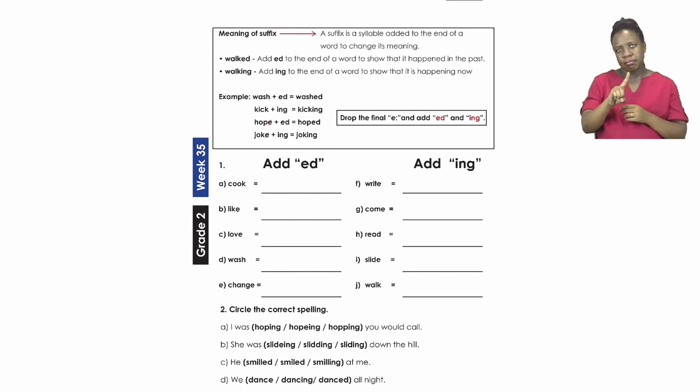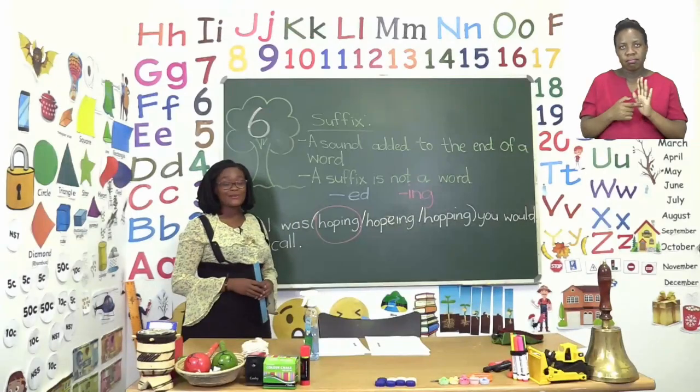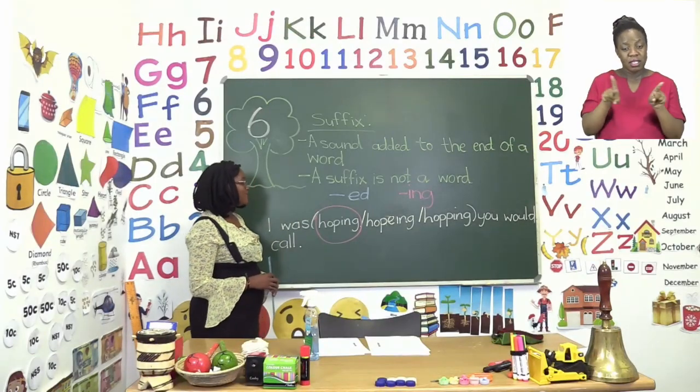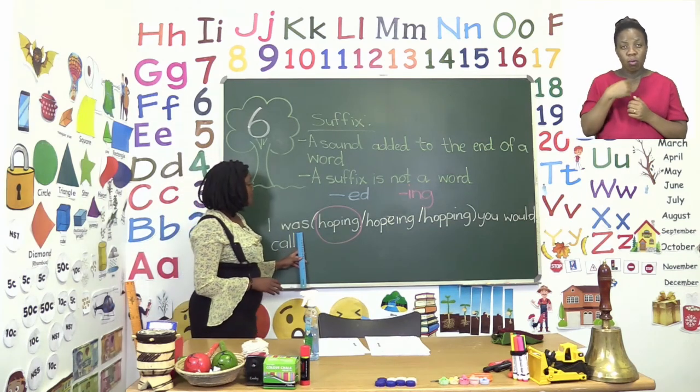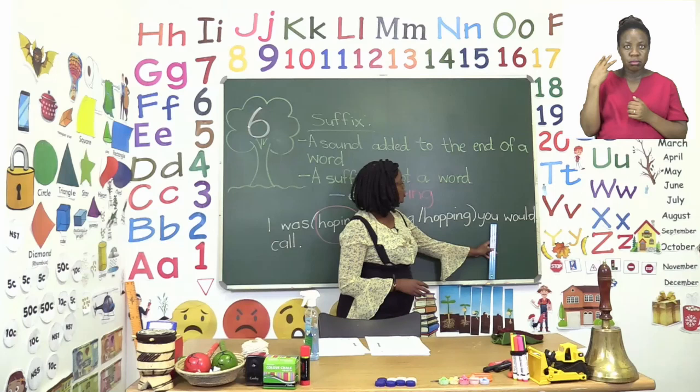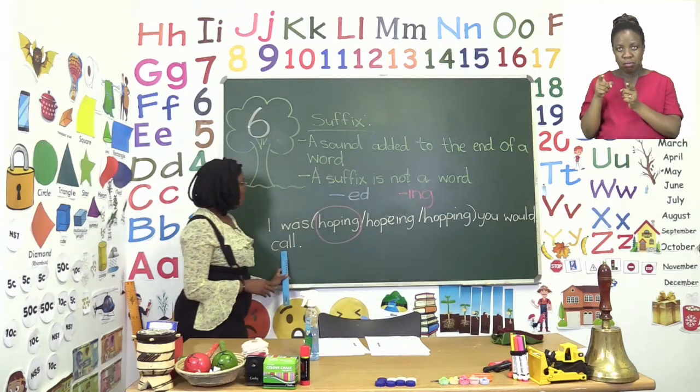For this one, they're asking us to circle the correct spelling. Now this is where it can get a bit tricky, but if you did number 1 correctly, then number 2 will not be hard for you. Let's take a look at the one we're going to do together on the board. Now on the board, I have the first one that is in your booklets. Let's see what it says. Let's read together. I was dash you would call.